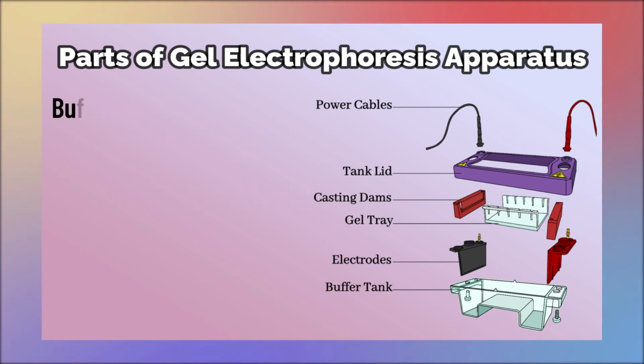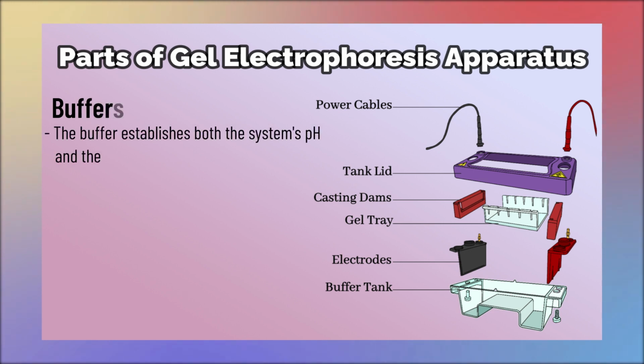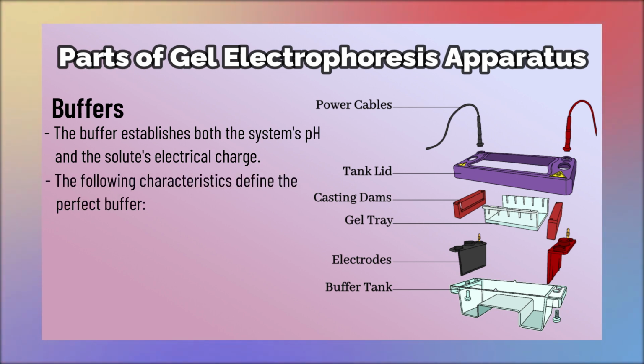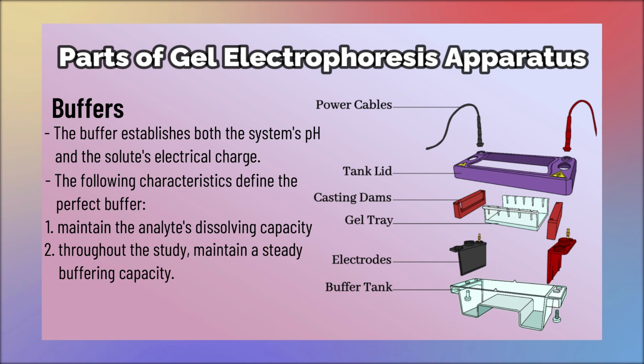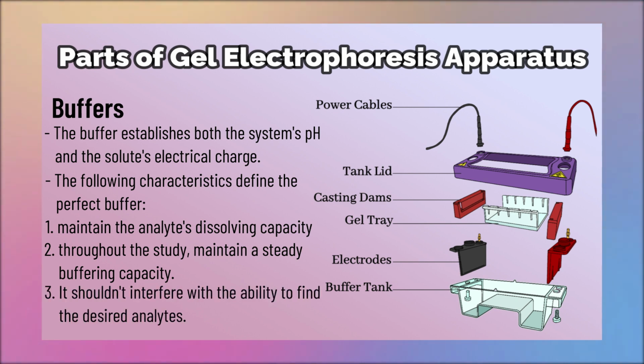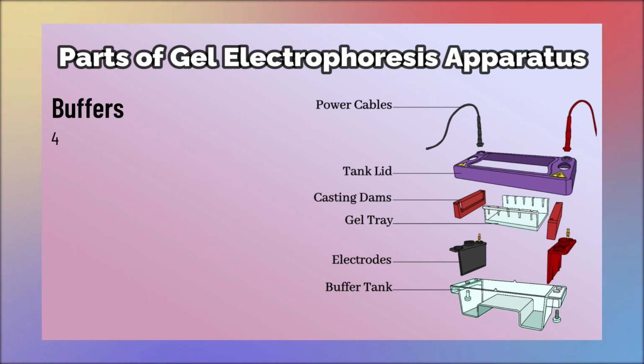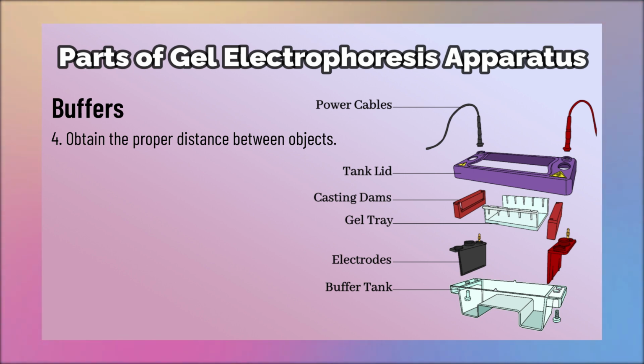Then comes the buffer. The buffer establishes both the system's pH and the solute electrical charge. The following characteristics define the perfect buffer. Number 1. It should maintain the analyte's dissolving capacity. Number 2. Throughout the study, maintain a steady buffering capacity. Number 3. It shouldn't interfere with the ability to find the desired analytes. Number 4. It should obtain the proper distance between objects.